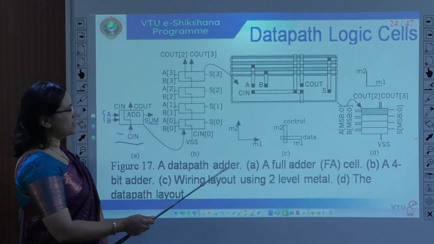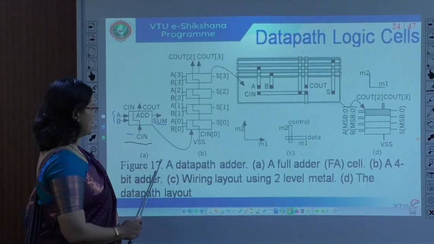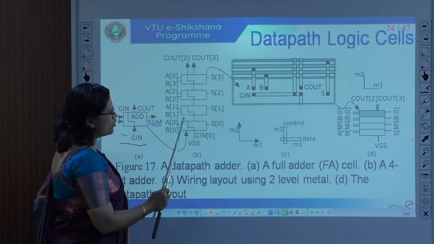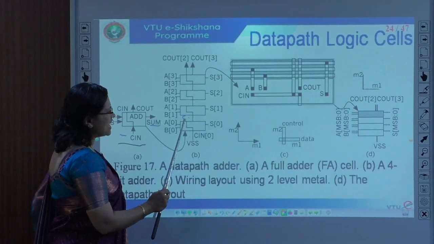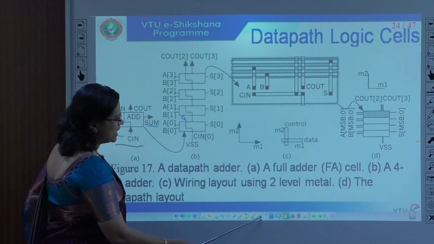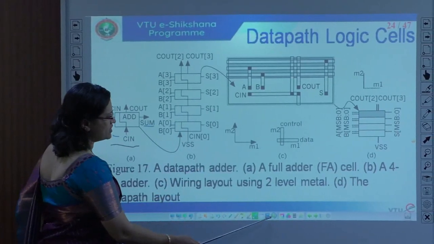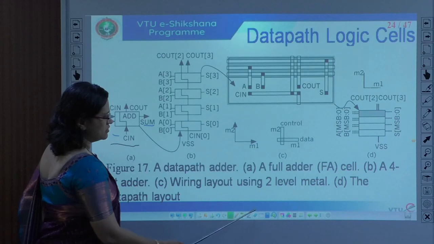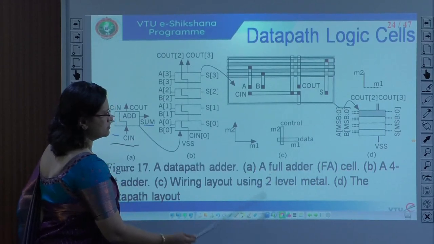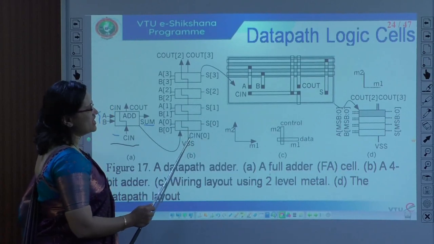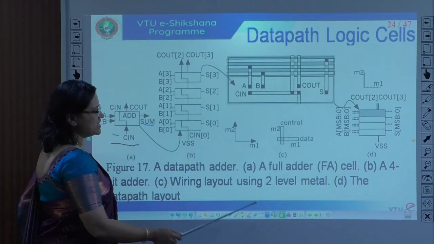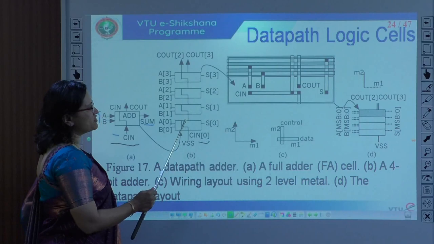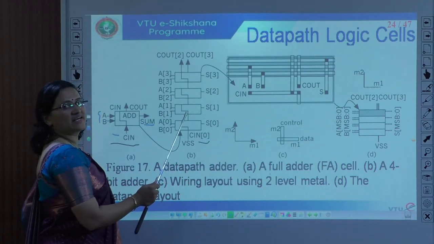Figure B shows a 4 bit adder. If you see here, this is the carry output of the first stage. This carry output is serving as the input to the next stage. The C in is initially connected to VSS. So the carry output of the first stage is serving as a carry input to the next stage.